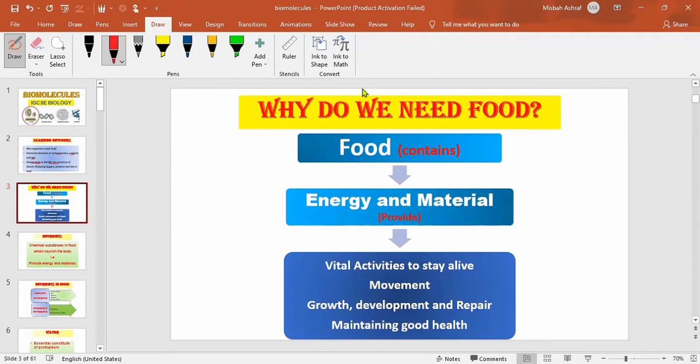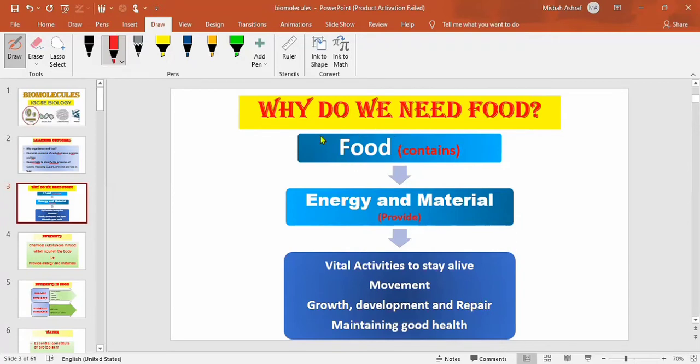So first, food gives us energy, and that energy is used for different activities like active transport, movement, growth, development, and repair of worn out cells, which means cell division.